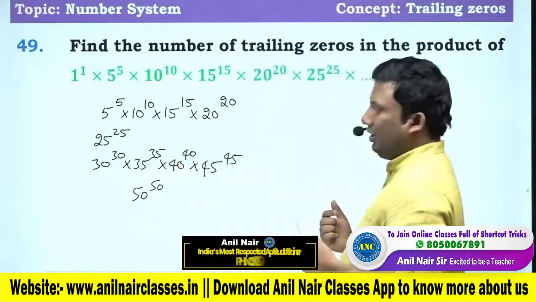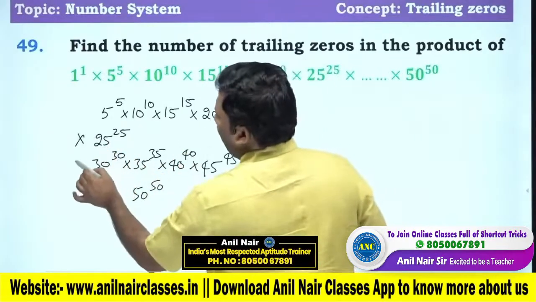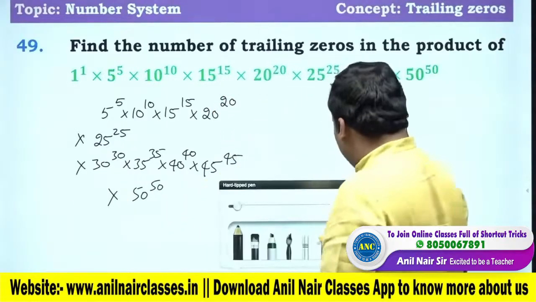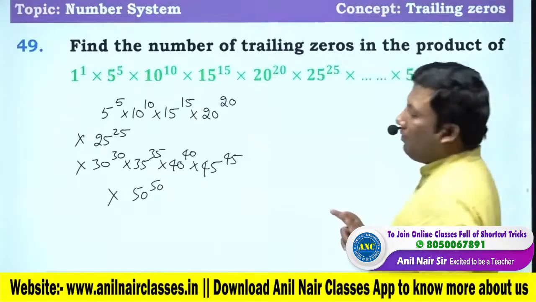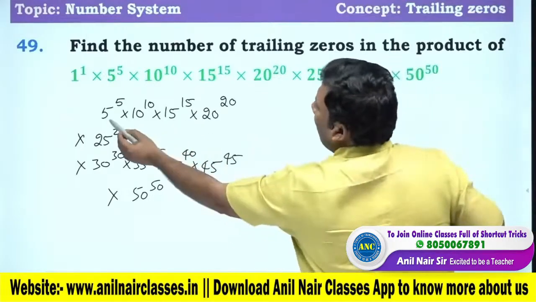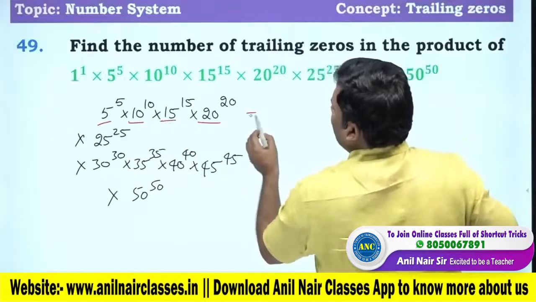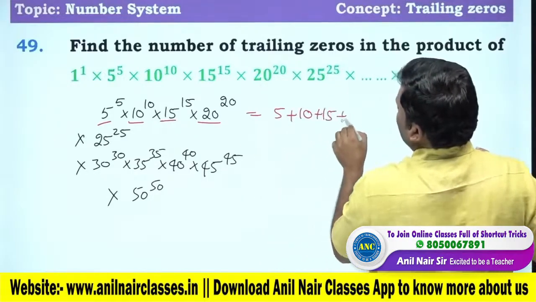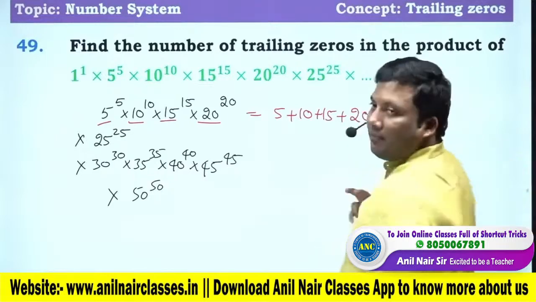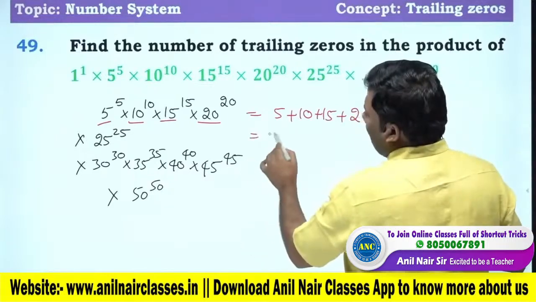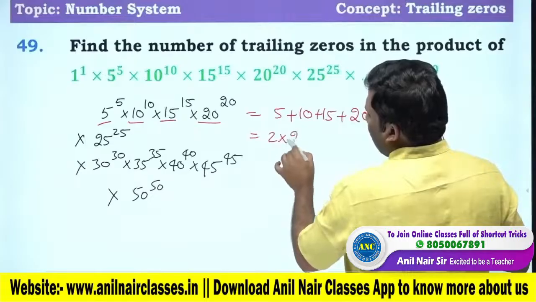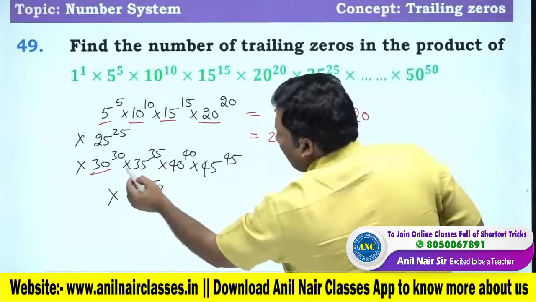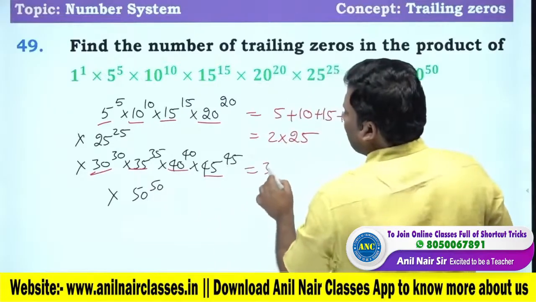These are all getting multiplied. Very, very easy. So powers of 5, all are single powers. 5 1s are, 5 2s are, 5 3s are, 5 4s are. So powers will get added. 5 plus 10 plus 15 plus 20. 25 is 5 square, so it is 2 into 25. Are you all with me? All are single powers of 5.